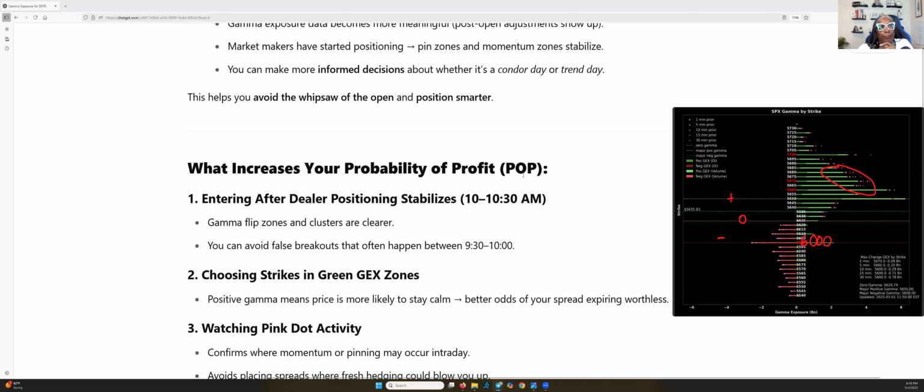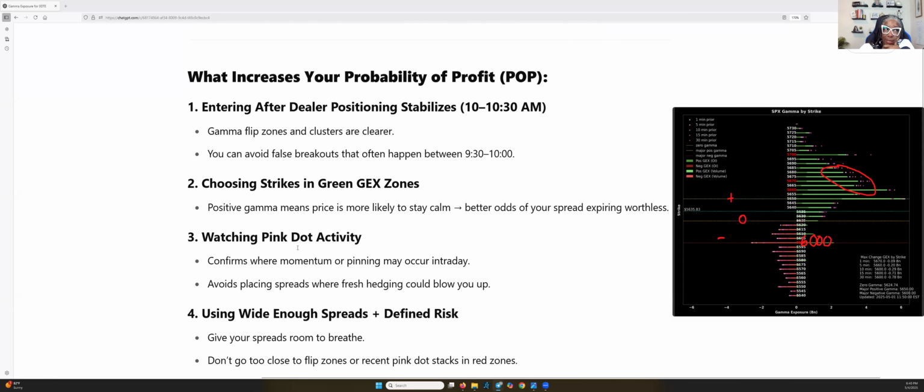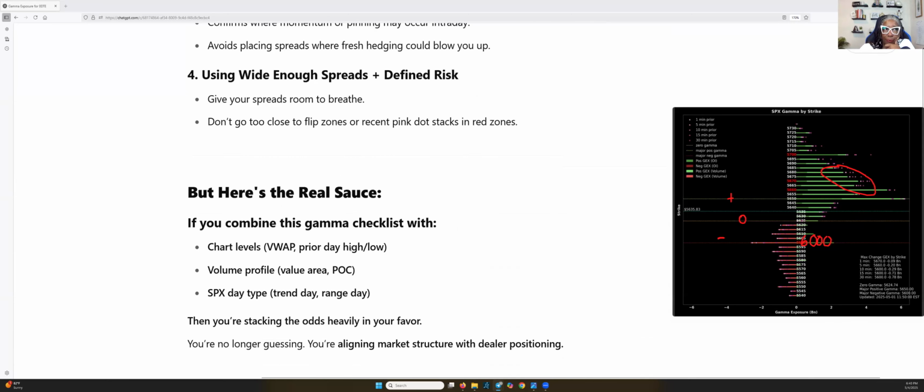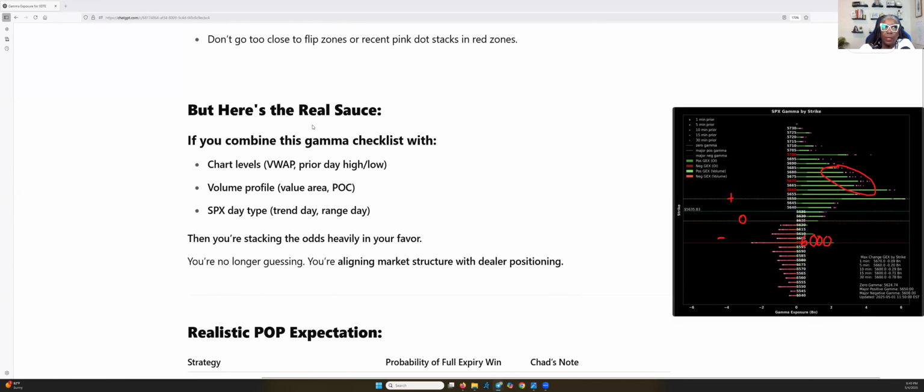But you can increase your probability by choosing strikes in the green zones, looking at your pink dots, picking wide enough spreads. But here's the real sauce. When we partner this with chart levels, we already talk about our charts, VWAP, prior day high and low. That's when we want to make sure that we always talk about that, putting our 6 lines on our prior day high and low. Y'all like, why are we doing that? I didn't know for this, but now we're doing it. We know we can use it, right? And VWAP, we've been using VWAP anyway. The volume profile, we can use that.